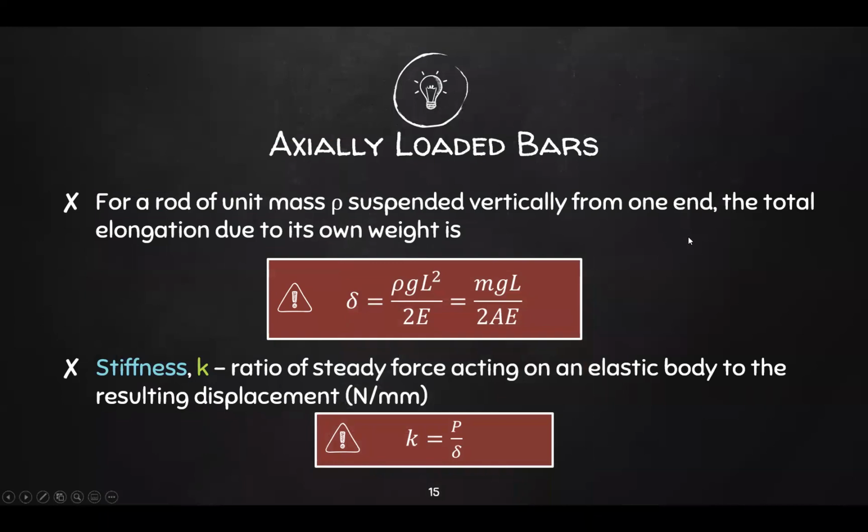Now, another thing is stiffness, denoted by K. It's the ratio of steady force acting on an elastic body to the resulting displacement. So force per displacement.